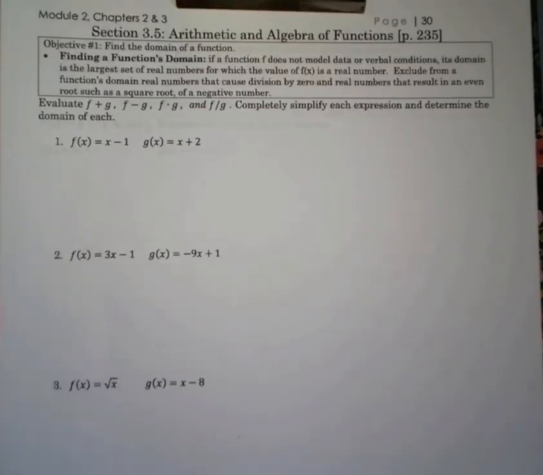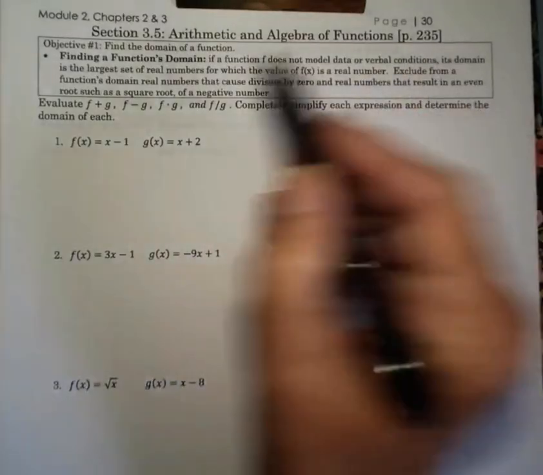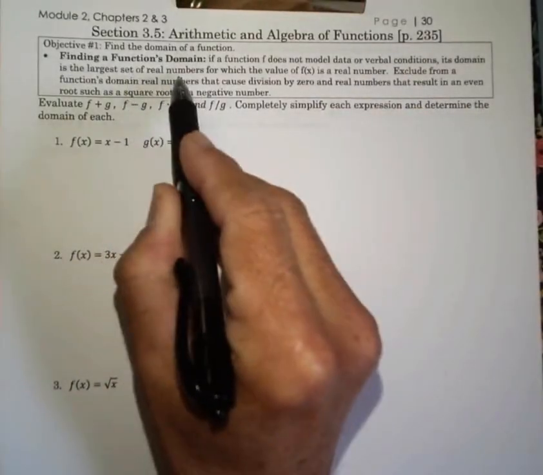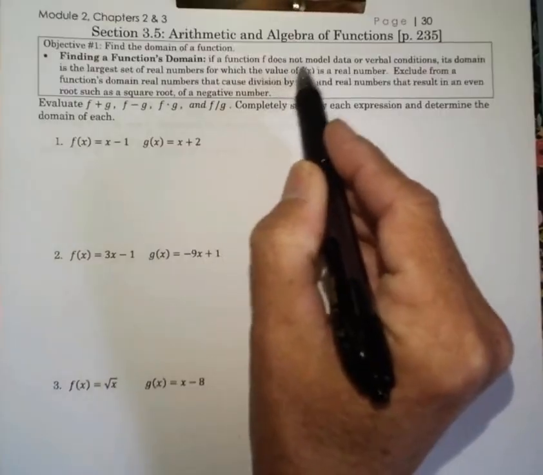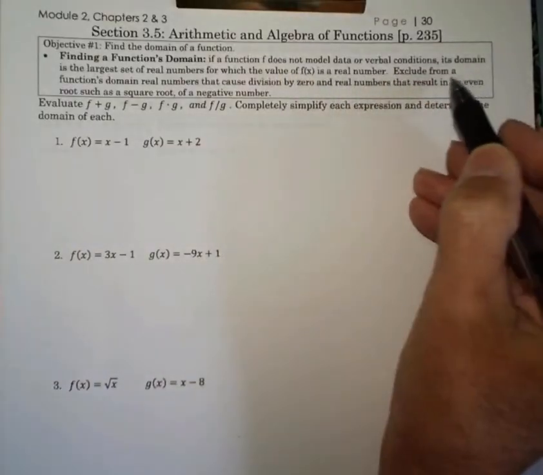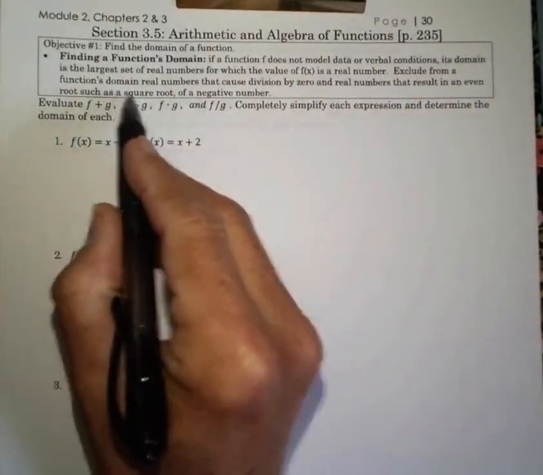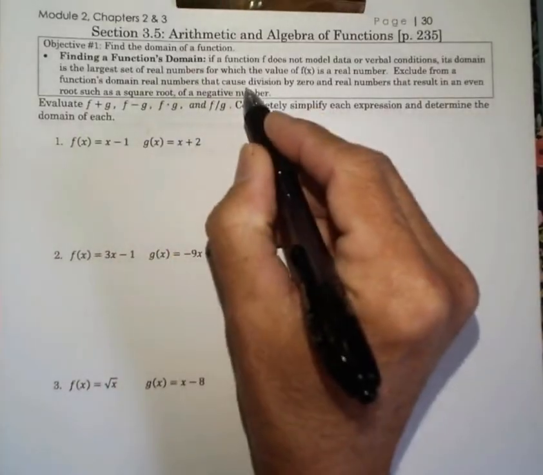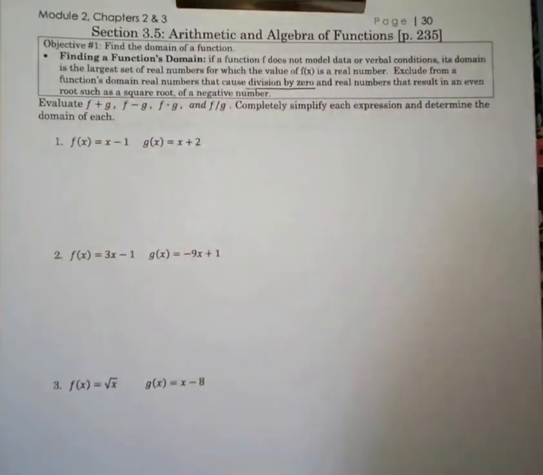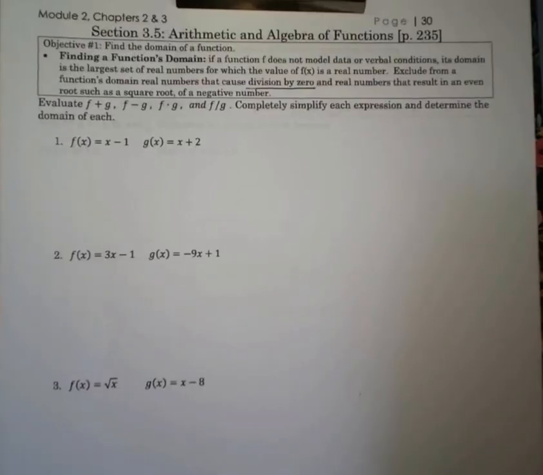Let's talk about finding the domain of a function when it doesn't model verbal conditions. It would always be the largest set of real numbers for which the value of the function is a real number. Now, to do that, we need to exclude any real numbers that cause division by zero.